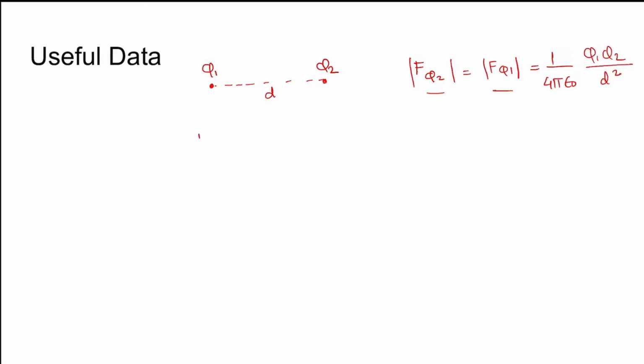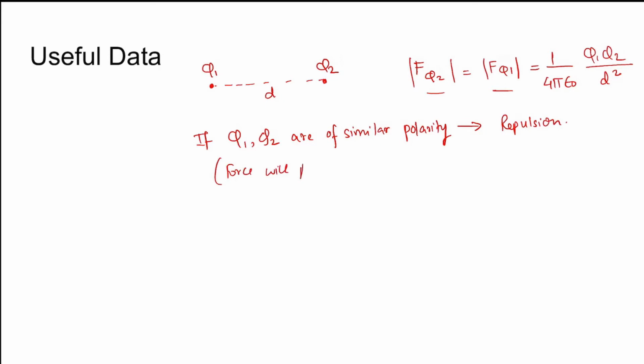Now direction: if q1 and q2 are of similar polarity, then the type of force will be repulsion. So if repulsion is the case, then the force will push the charges apart. So in that case, what do you think will be the force direction? It will be like this: q1 and q2 separated by distance d, with the forces pointing outward like this.